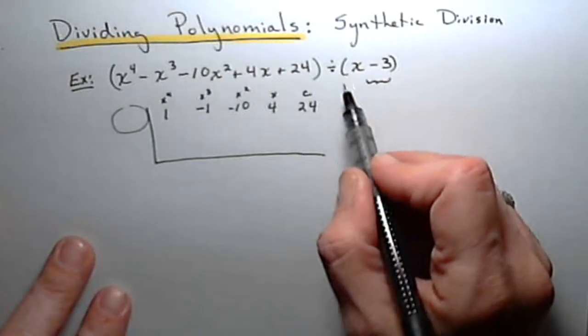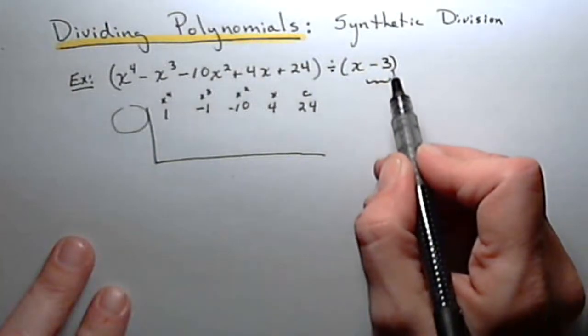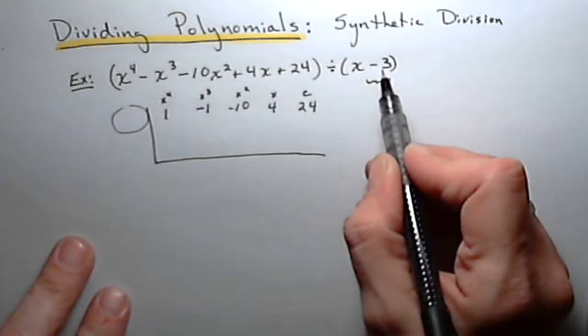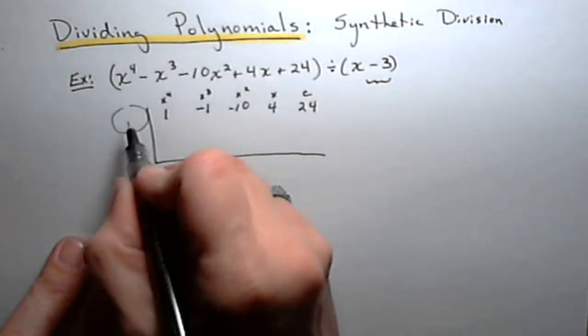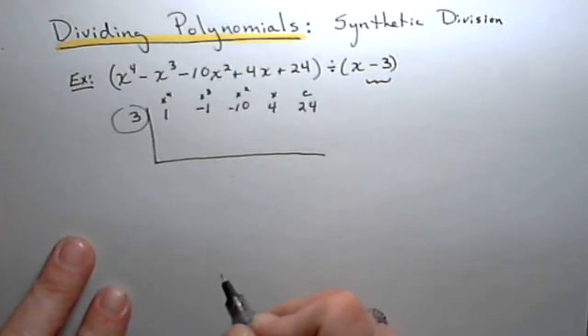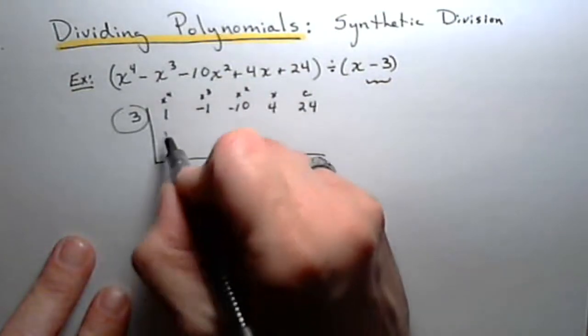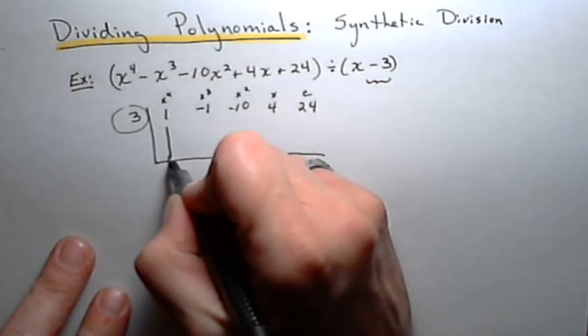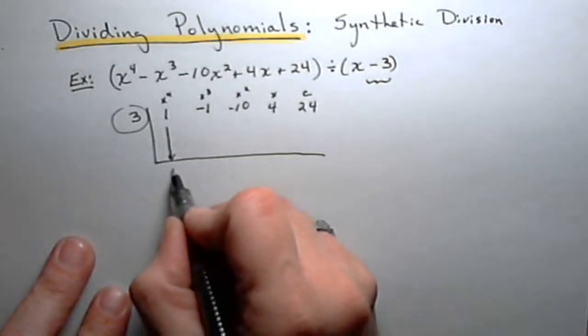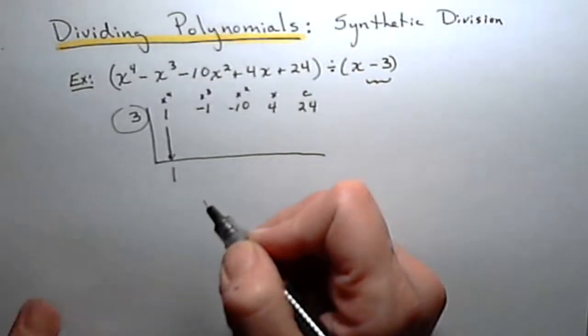Now on the outside right here, what we do is we take the opposite of this. It would be what makes this binomial equal to 0. So if it's x minus 3, x would be 3. So put that right outside. Now, just like in synthetic substitution, we start by bringing down the first term. The first coefficient is 1.